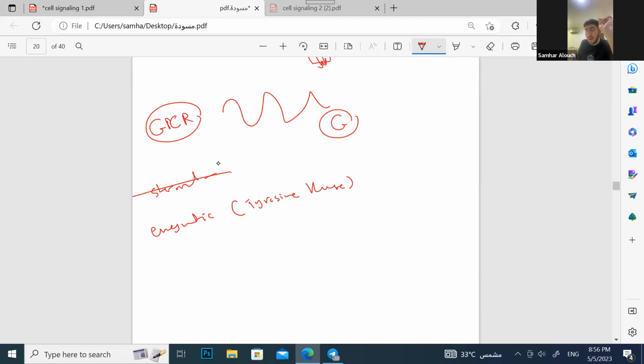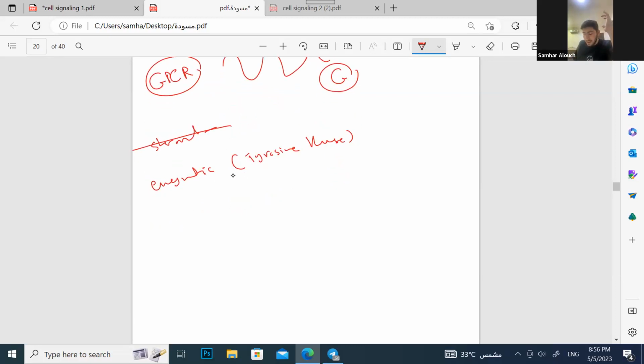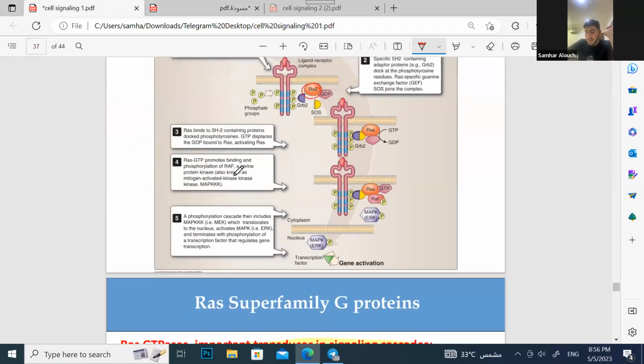Tyrosine kinase receptor has a special thing: this is the receptor, and it has a tyrosine kinase enzyme inside it. Once the ligand binds, the tyrosine kinase gets activated and it phosphorylates many other enzymes inside and causes the action. So the G protein Ras is a mixture between G protein and tyrosine kinase. How? I will tell you how.